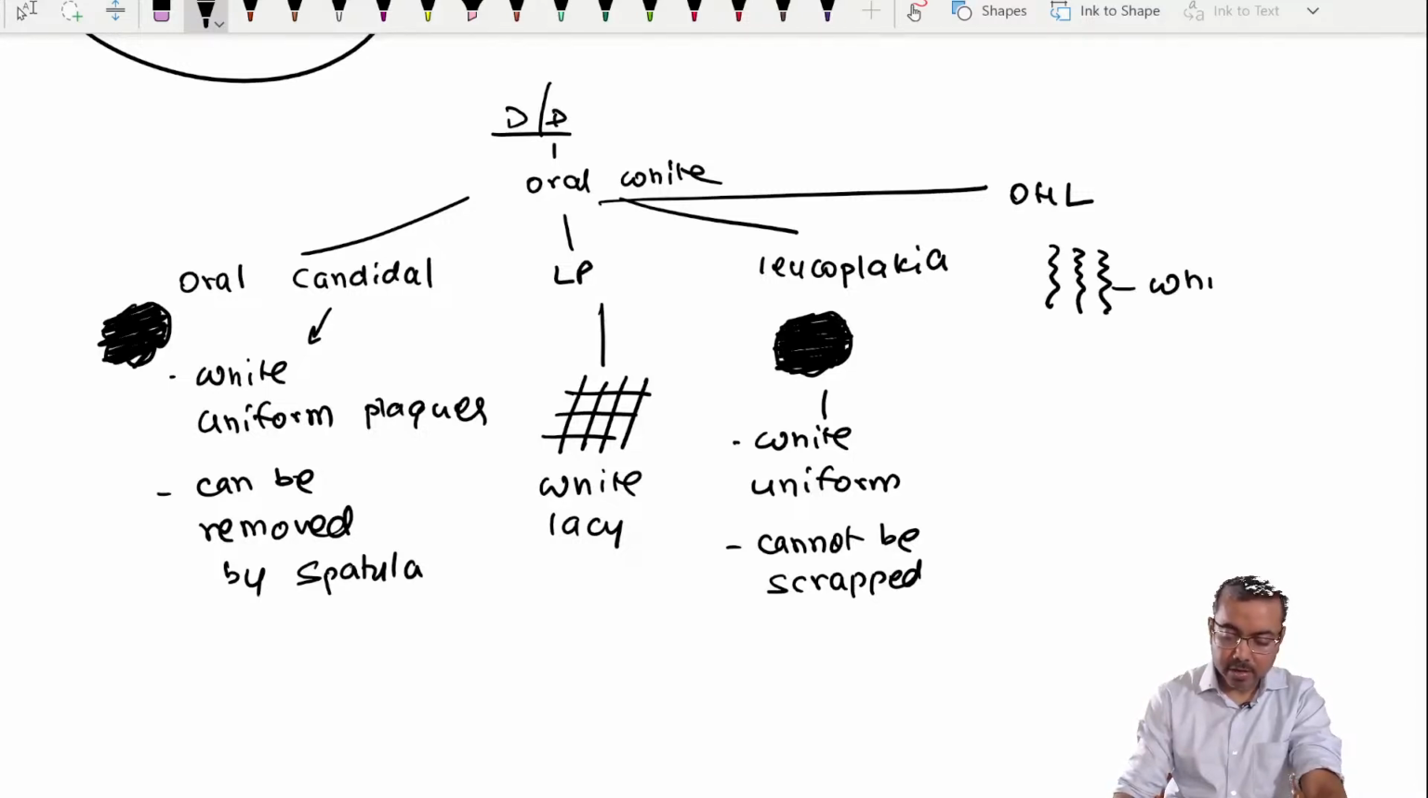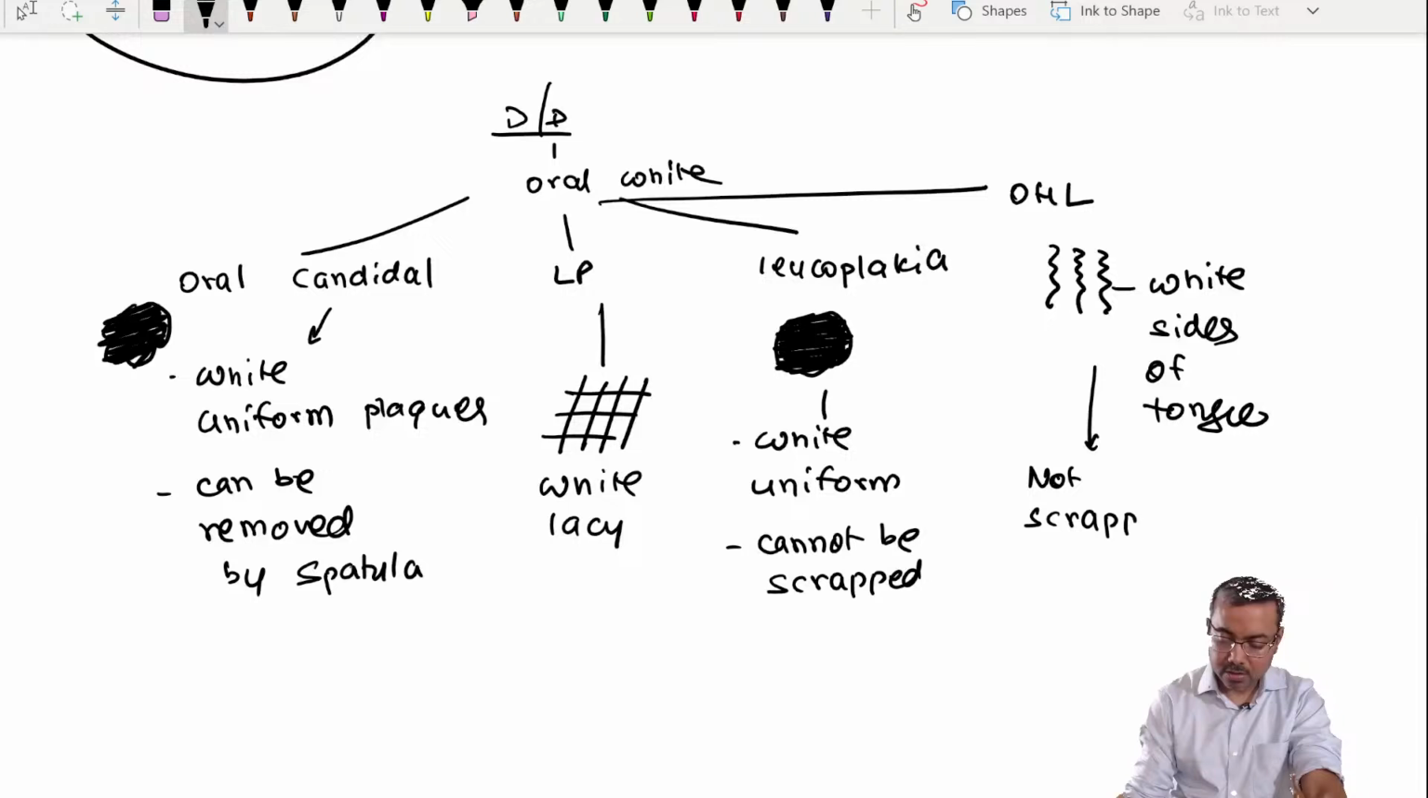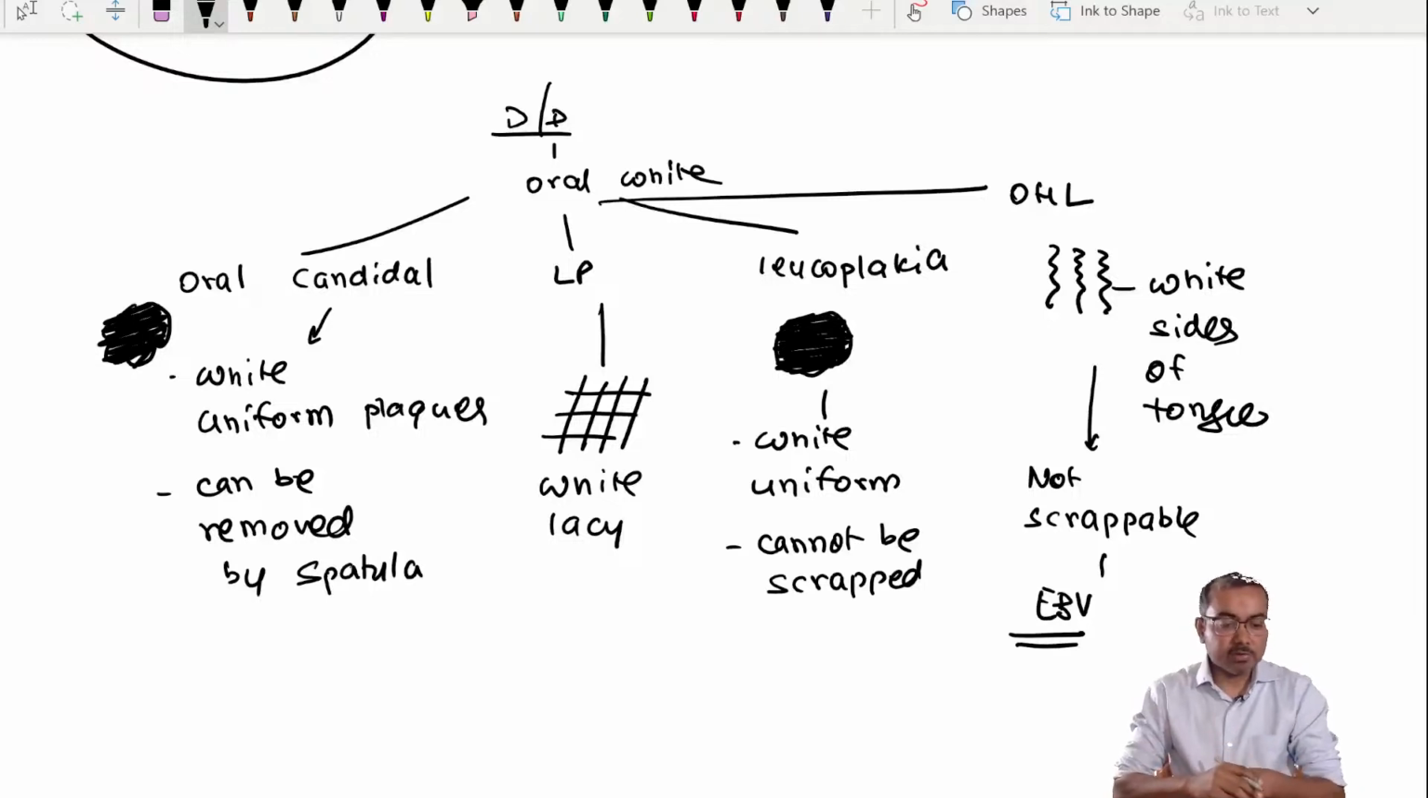It's white, corrugated, on the sides of the tongue. It's always on the sides of the tongue, and it is not scrapable. This is seen with Epstein-Barr virus, especially in HIV patients. So these are the differential diagnoses for white areas in the mouth.